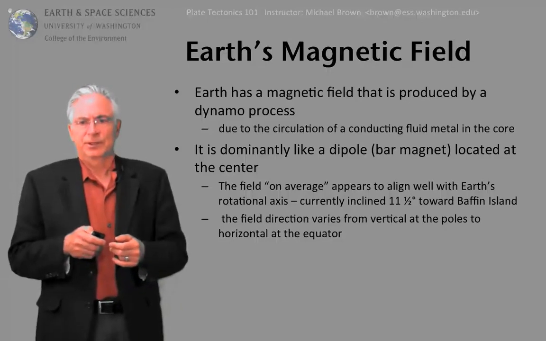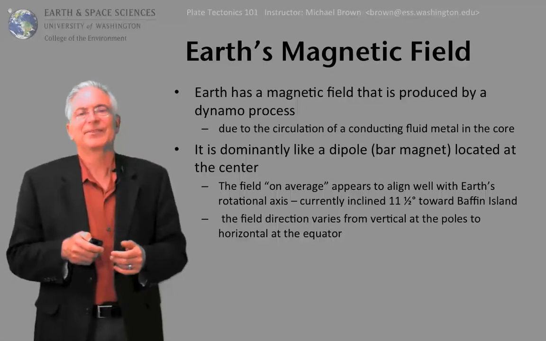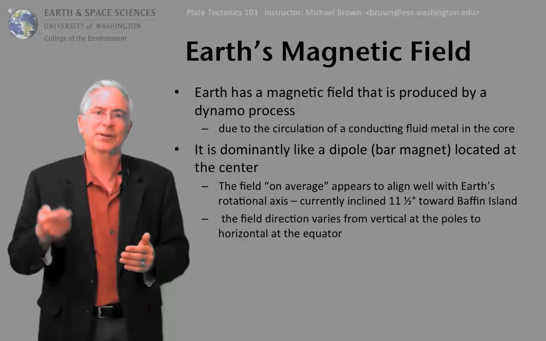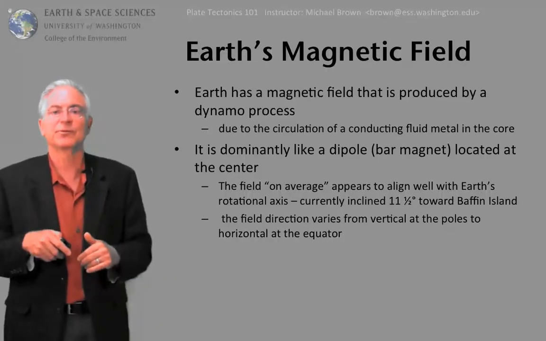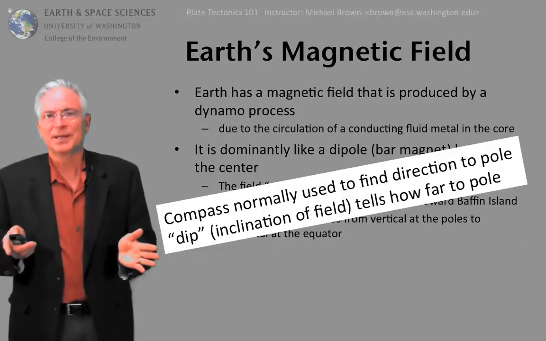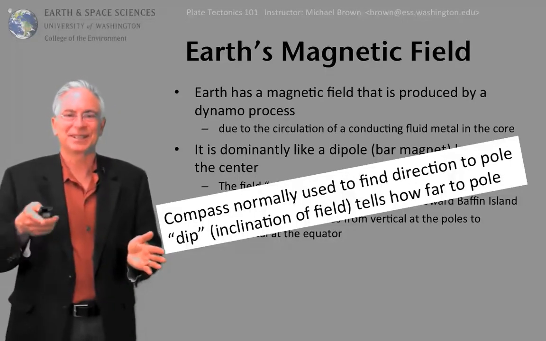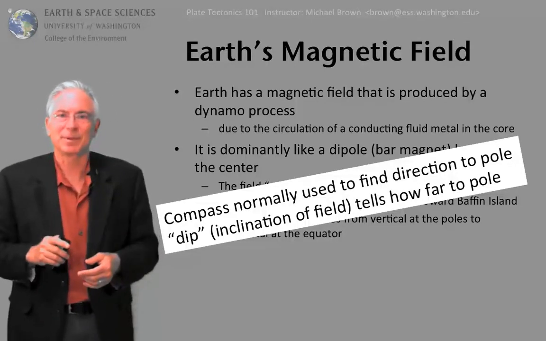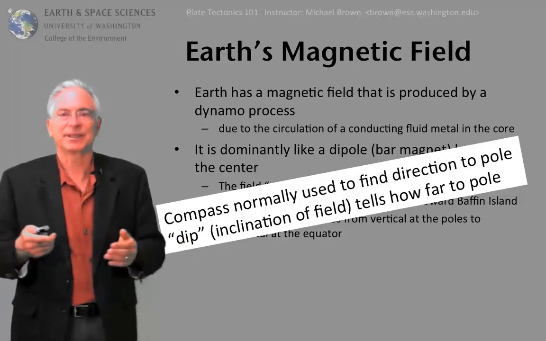Now, the field varies in direction from the pole to the equator. At the equator, the Earth's magnetic field is horizontal. At the poles, the Earth's magnetic field is almost vertical. And that's an important thing because, number one, compasses don't work very well at the poles. You know, a compass needle standing on the pole is trying to point either straight down or straight up, whereas a compass needle at the equator is aligned with a magnetic field that is horizontal.